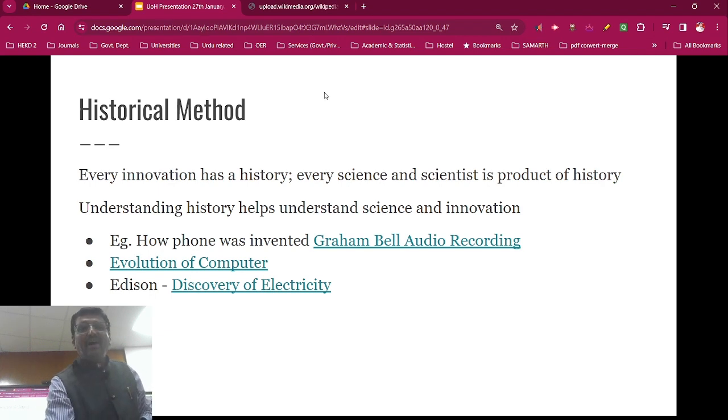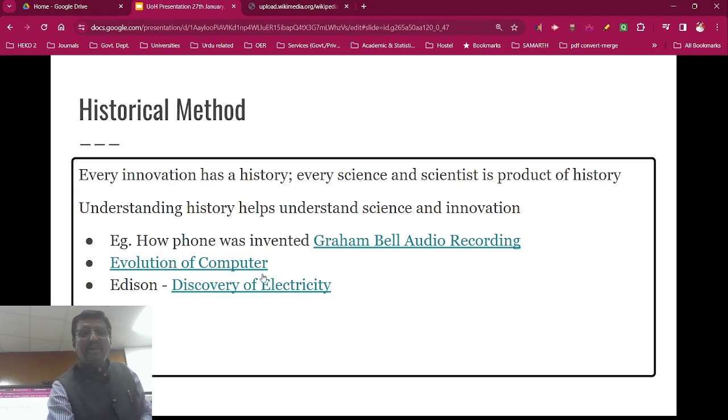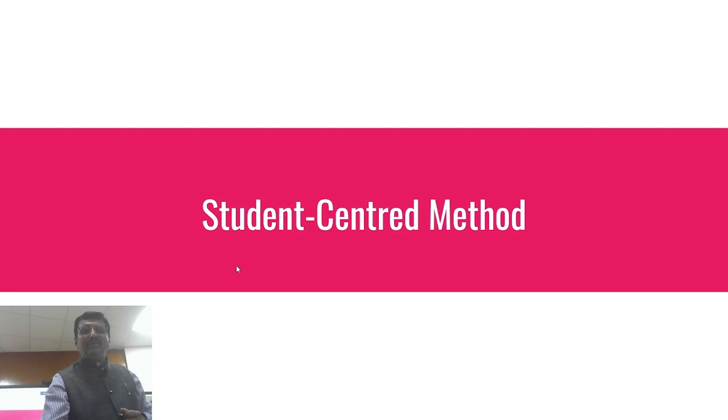See that quality, and see present day how much changes have taken place. Evolution of computers, similarly, evolution of computers also.